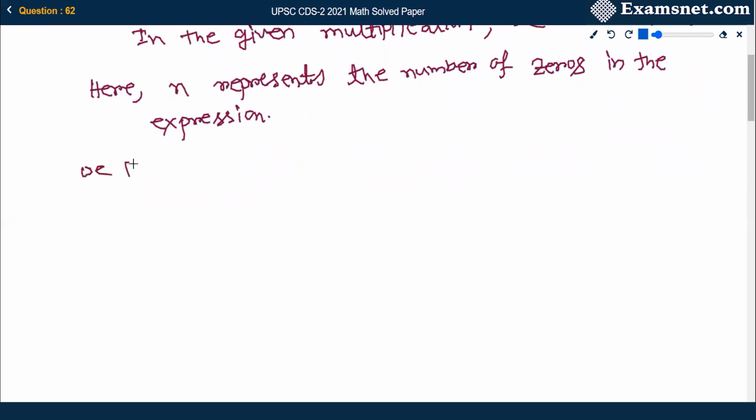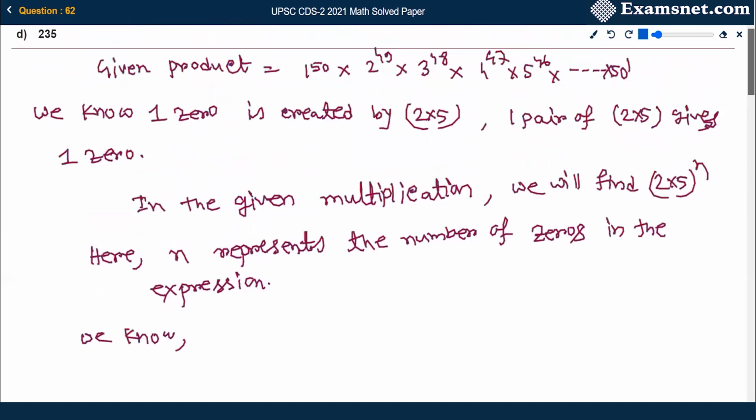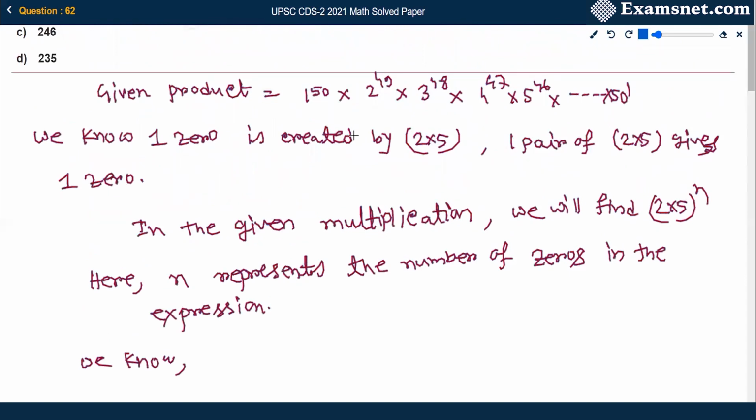We know that, first of all, we know that the power of 2 is more than the power of 5.